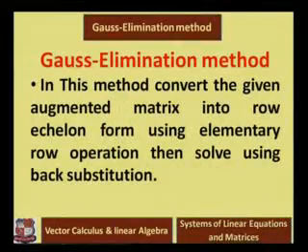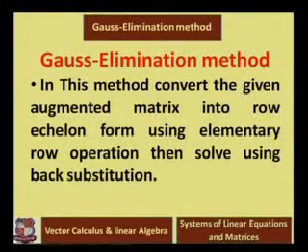Now we discuss the Gauss elimination method. This method is named after the German mathematician Gauss, who invented it. In this method we convert the given system to an augmented matrix. We write any given system as an augmented matrix, and then convert that augmented matrix into row echelon form using elementary row operations, and then solve using back substitution.